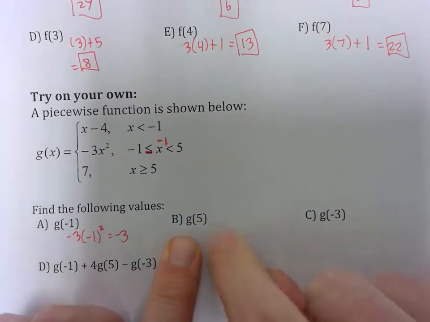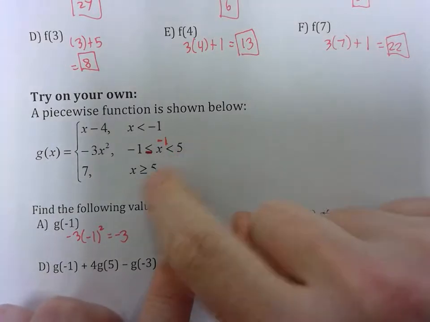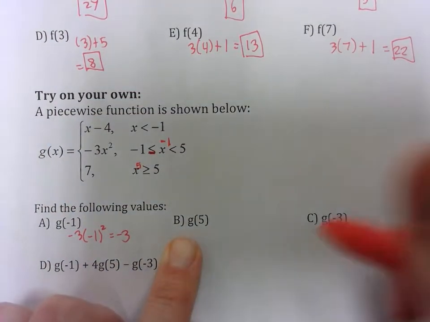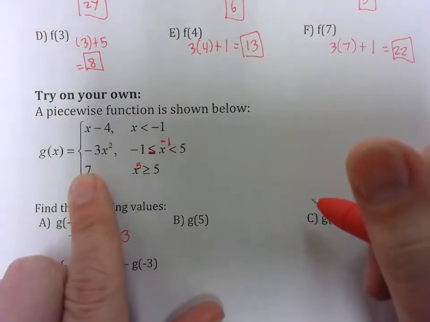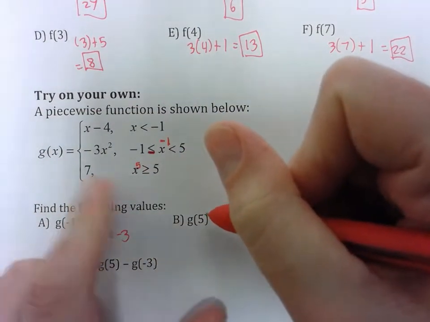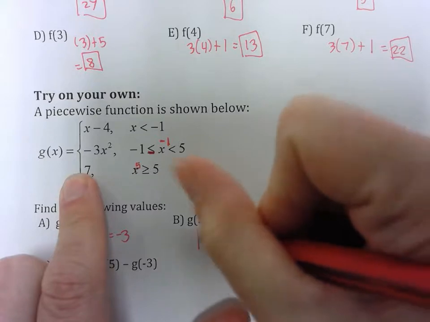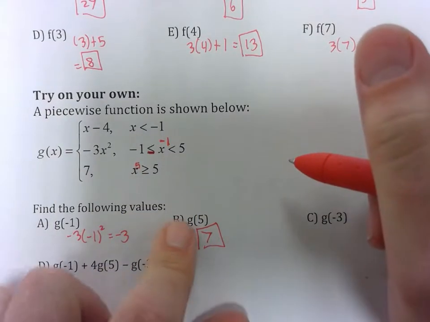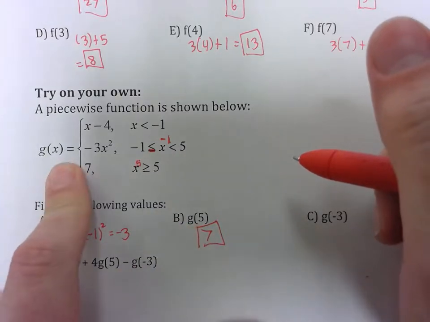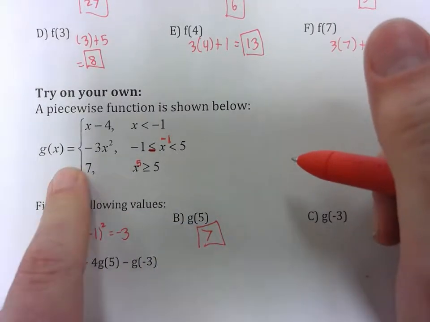G of 5. 5 is not less than 5. 5 is greater than or equal to 5. So 5 fits here. Uh-oh, there's nowhere to plug in that number. But your output is 7. All right, so it's not 7x, it's not 7 plus x, it's just 7. So g of 1,000 would be 7. G of 1,000,000 would be 7. G of 6 is 7. It's a flat line.